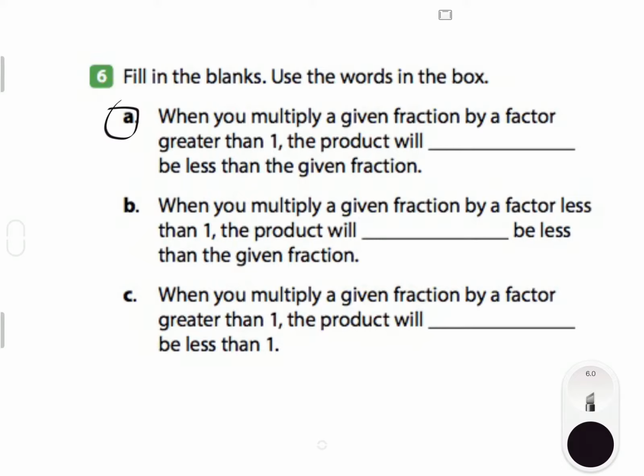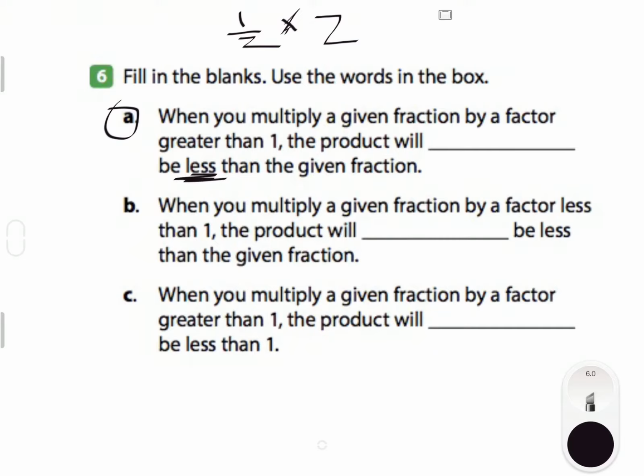The first one says, when you multiply a given fraction by a factor greater than 1, the product will blank be less than the given fraction. So let's take a look at what the words actually say. When you multiply a given fraction, let's say that fraction is 1/2. And we're going to, what's it say? Multiply that fraction by a factor greater than 1. All right, so if we take some fraction and we multiply it by, I don't know, 2. All right, so that's a number greater than 1. The product will blank be less than the given fraction.